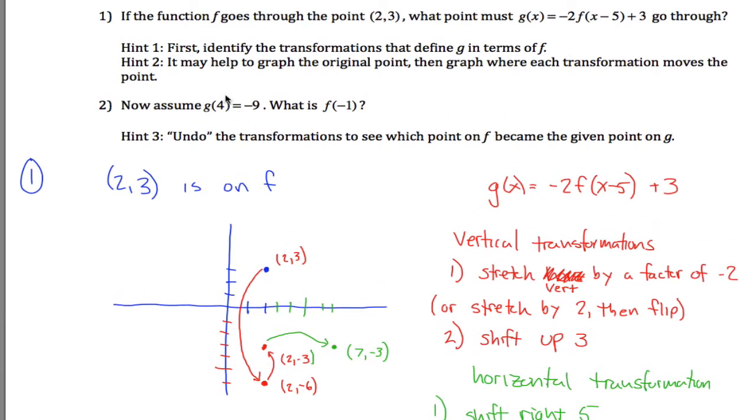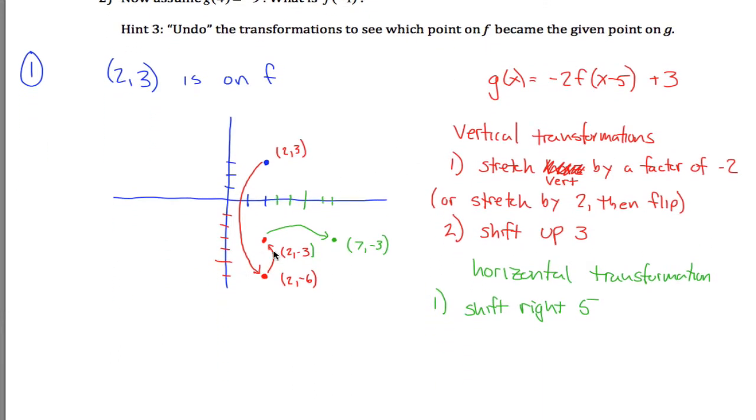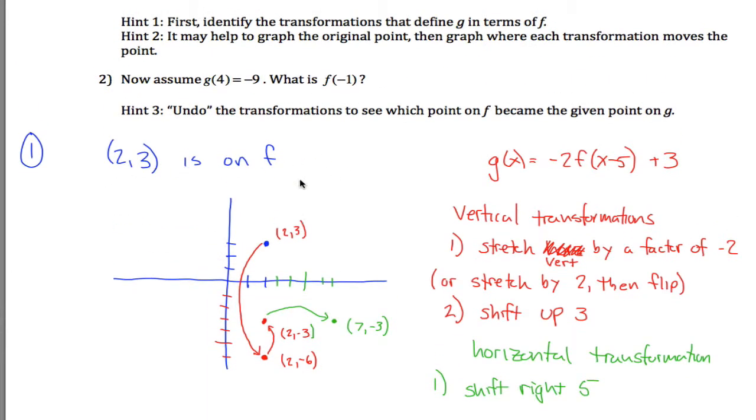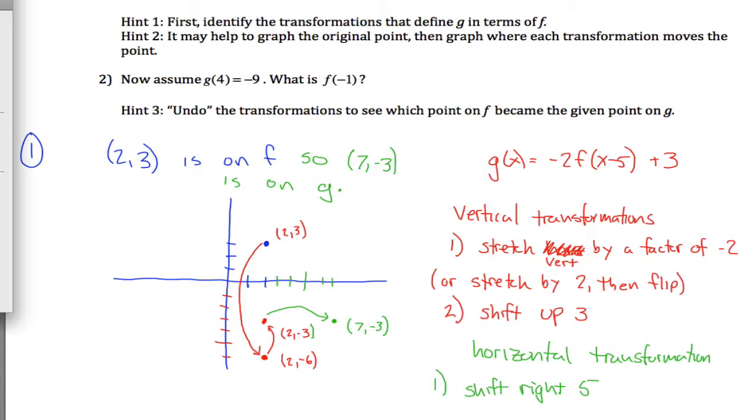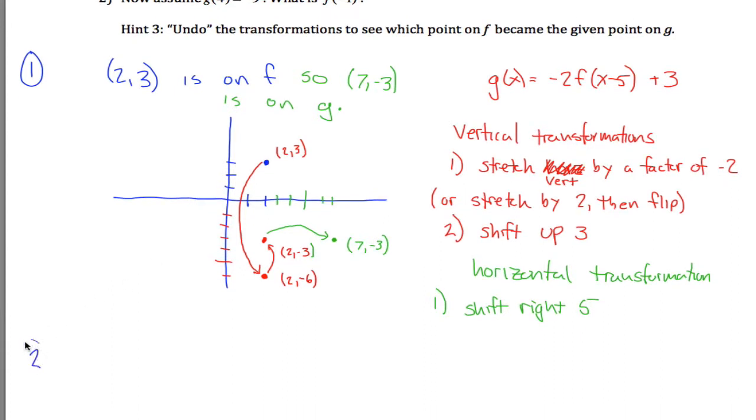So part 1 asked me, what point must g of x equal to this thing go through? The answer would be, (2, 3) is on f, so (7, -3) is on g. That's my answer for part 1. There are probably smarter ways to write that up than I did, but hopefully that's enough where you can see the answer. We'll move on to part 2.